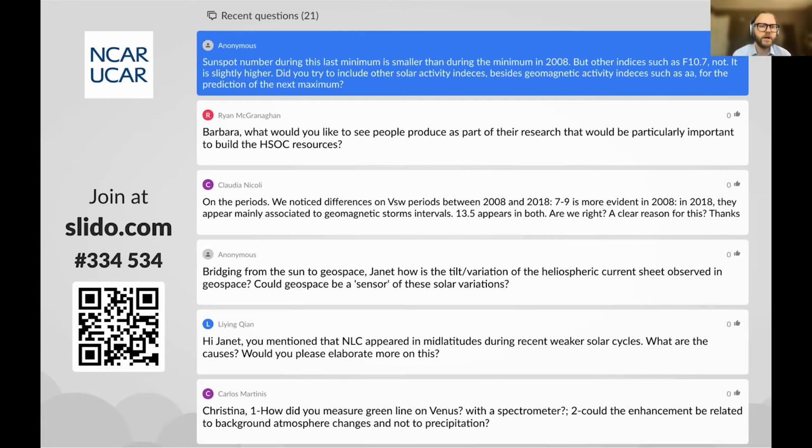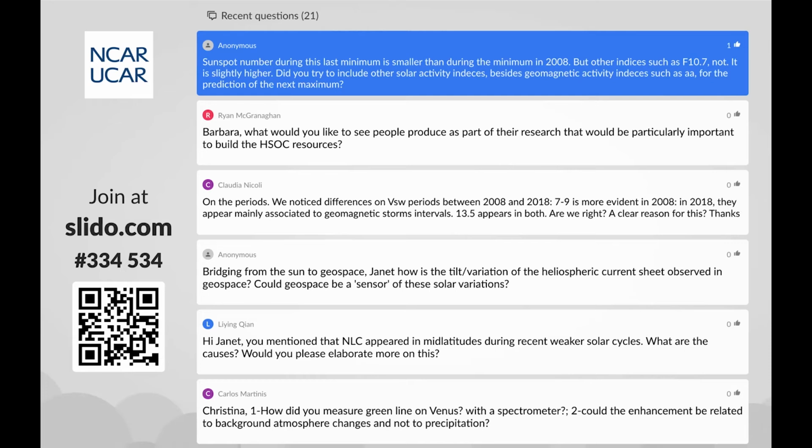So the next question is from Anonymous. Sunspot number during this last minimum is smaller than during the minimum in 2008, but other indices such as F10.7 are not. It is slightly higher. Did you try to include other solar activity indices besides geomagnetic activity indices such as aa for the prediction of the next maximum?